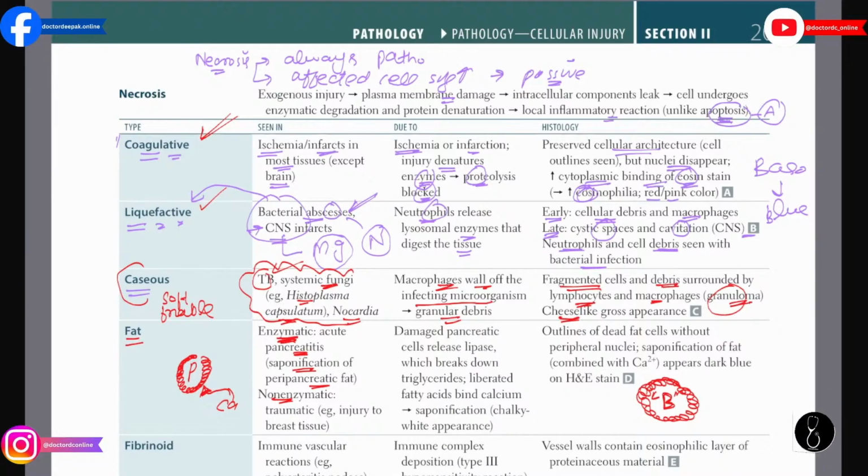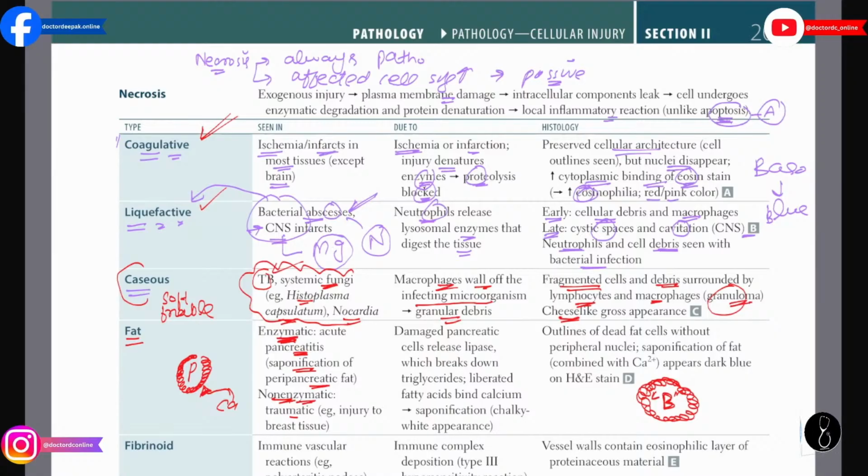And what is an example of non-enzymatic? Basically, it is only seen after trauma. Like if a female gets trauma to the breast, and after the trauma you see there is calcification of the breast, it is non-enzymatic. So always keep this in mind. Fat necrosis is a type of necrosis in which adipose tissue gets a chalky white appearance. When the calcium deposits on the tissue, it will become chalky white because of the deposition of calcium.